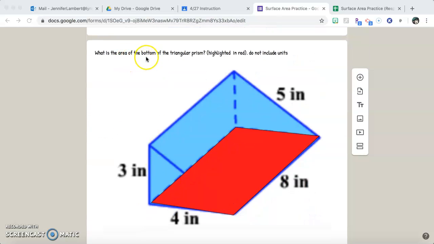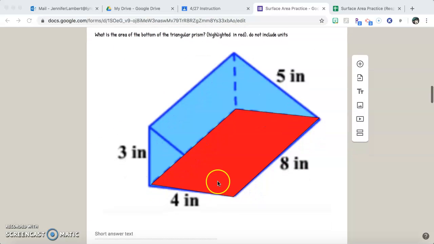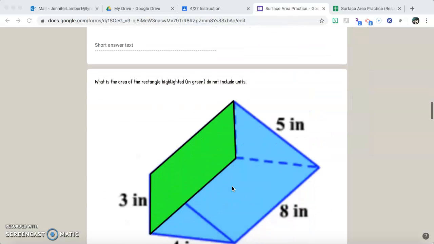It says what's the area of the bottom part of the triangular prism. So I highlighted in red. So if I trace over this, we have a rectangle. To find the area of a rectangle, you multiply length times width. So I multiply 4 times 8, that's the length and the width of the rectangle, to get 32.